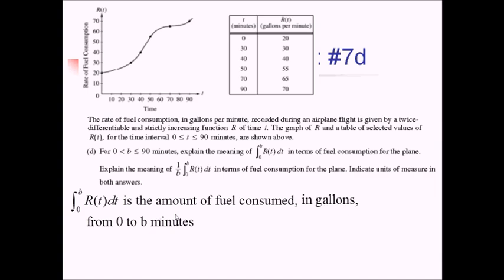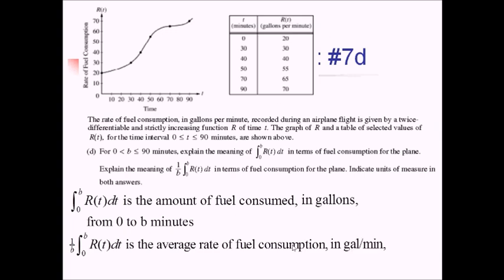This one's almost the same thing, except we're dividing by, this is essentially 1 over b minus 0. This is the interval length. If you're dividing by the interval length, you're actually finding the average for whatever it was that you were integrating here. Since the thing we are integrating is the rate of fuel consumption, this is giving us the average rate of fuel consumption. And this is now going to be in gallons per minute. It's going to have the same units as the original, r of t. So in gallons per minute from 0 to b minutes.